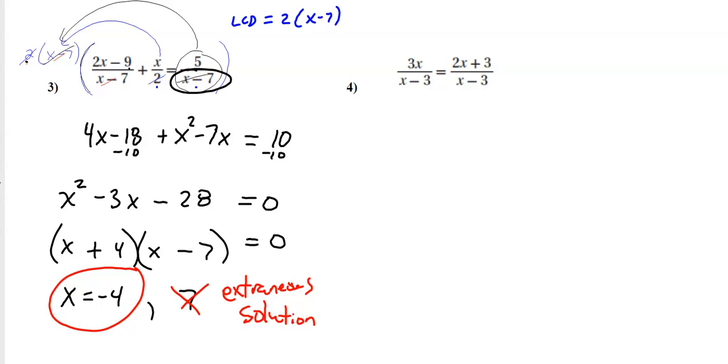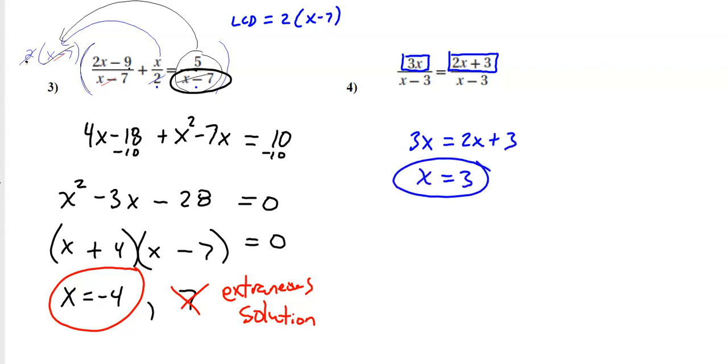Well, number 4, both denominators are x minus 3. So if I have something over x minus 3 equals something else over x minus 3, I basically can just set those two equal to each other, which gives me an answer of x equals 3.